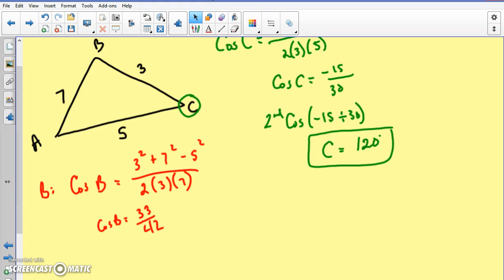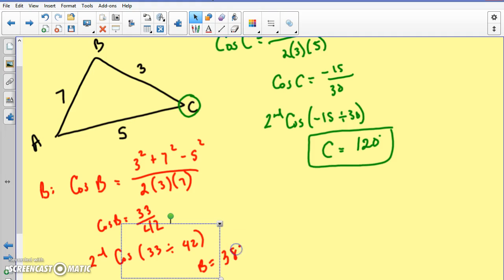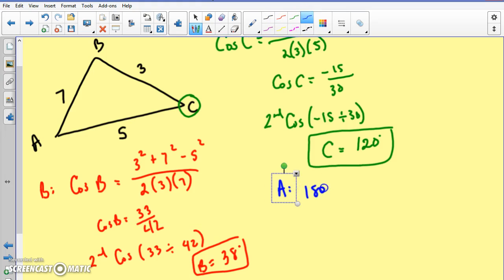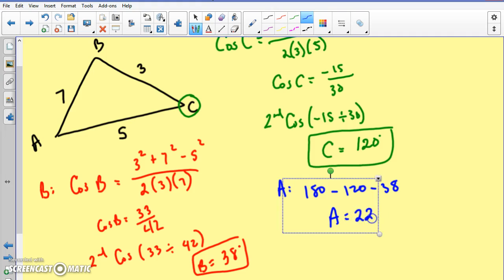Okay, so now that we have the fraction, we should have gotten 33 over 2. Then we try and find the angle. So we have to hit second cosine, divide that fraction. So then it gives us angle B should come up to be 38, and we can round that to the nearest whole number. And then lastly, we now have two angles of the triangle, so to find that third angle A, we can just subtract those two angles from 180. And then we should come up with angle A being 22 degrees.